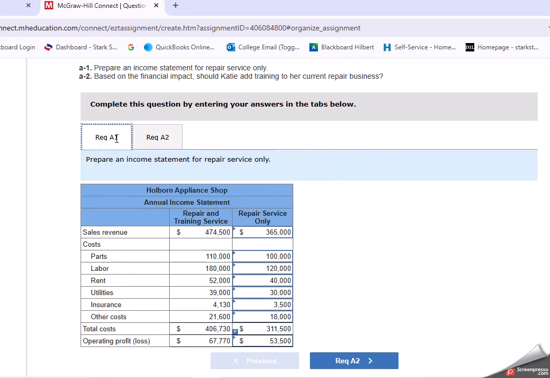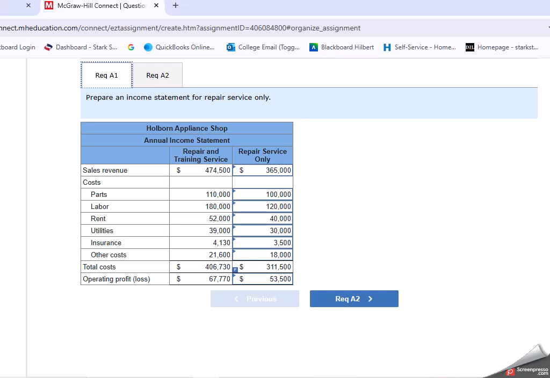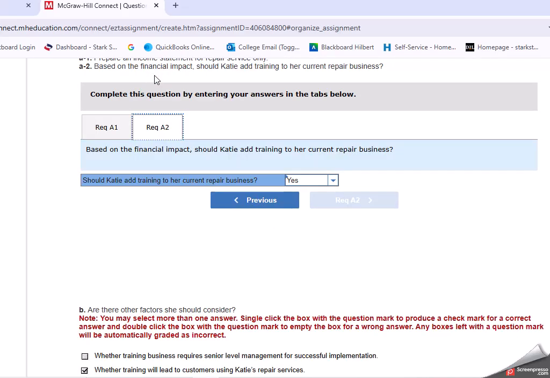Okay, then we'll look back at it. So now as we total it out, her operating income is going to increase by what? The 67,770 minus 53,500. So she's going to have $14,270 more in income. So yes, she should add that training to her current business.